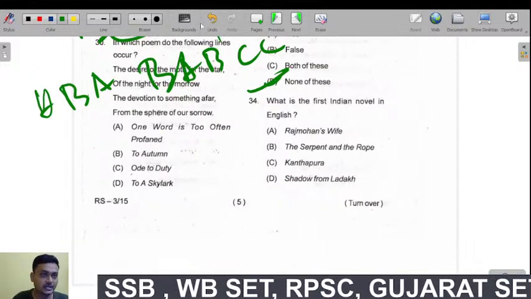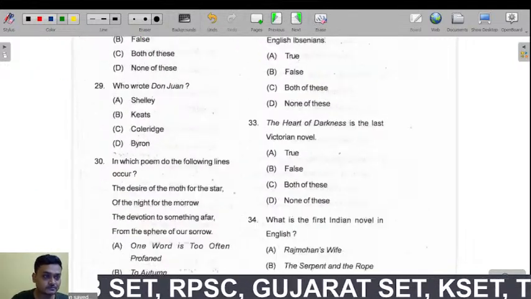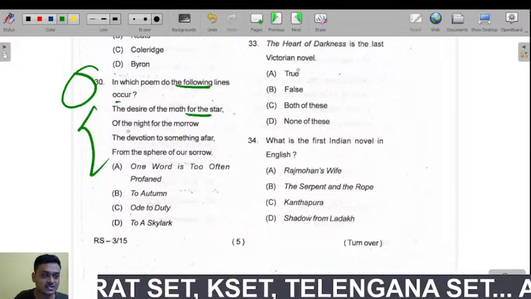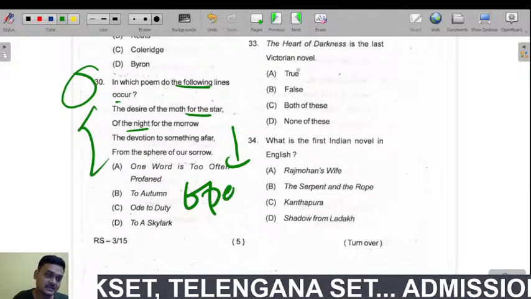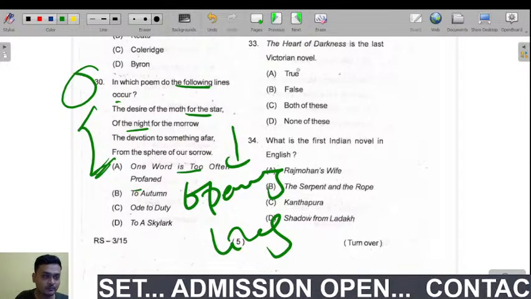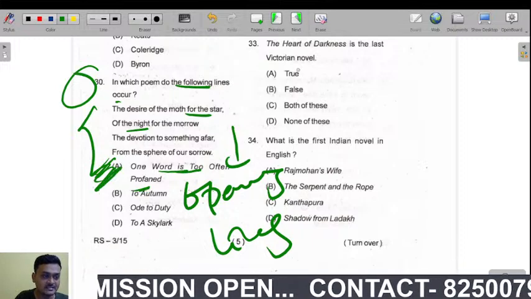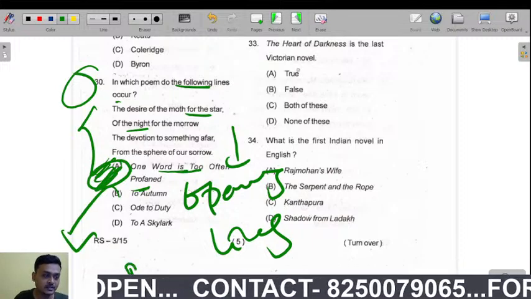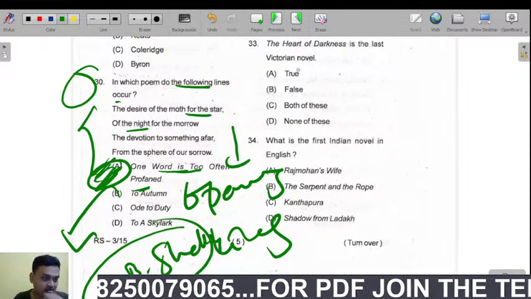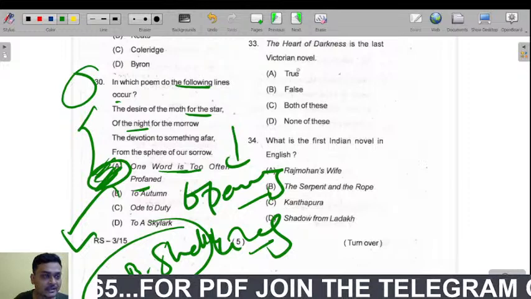Next question. In which poem do the following lines occur? The desire of the moth for the star. These are the opening lines of One Word Is Too Often Profaned, by P.B. Shelley.